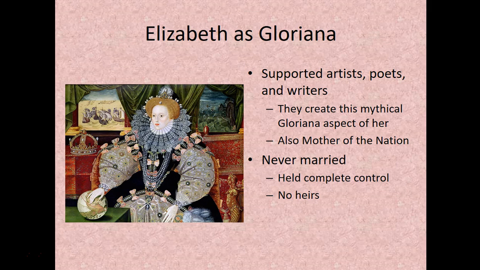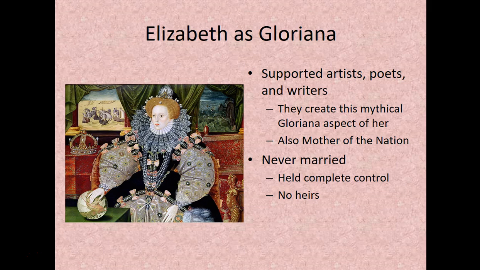Now, as mother of the nation and a woman of such power, she never really wanted to give up complete control, and so she never married. And thus, never marrying, she never had any kids, so no heirs. What is going to happen after Elizabeth, right? There's no one left. She doesn't have any more sisters or brothers. They've all died.